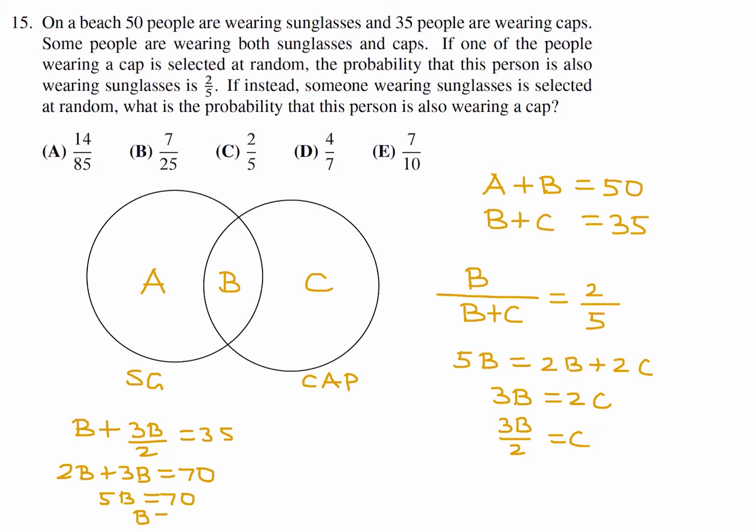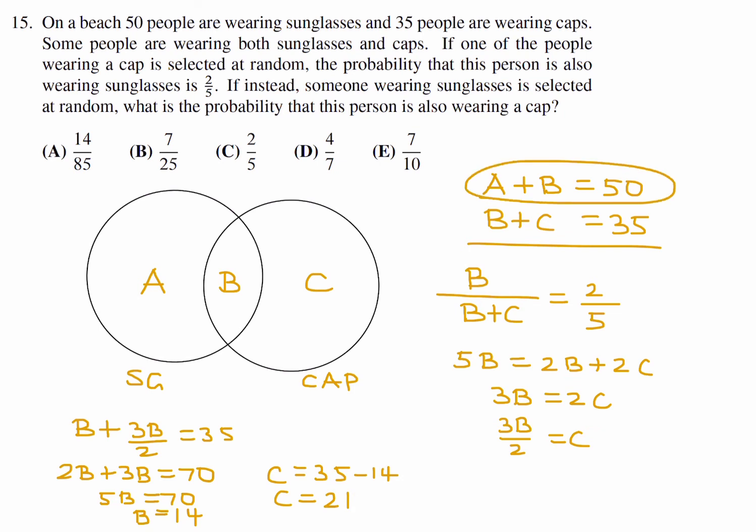So if B is 14, then C I can easily get just by subtracting from 35. So C would be 35 minus 14. So C is 21. And I can also get A by using that equation. So A is going to be 50 minus B, which is 14. So A is equal to 36.